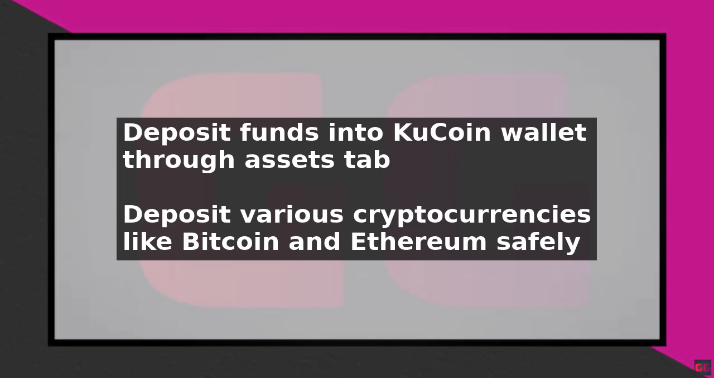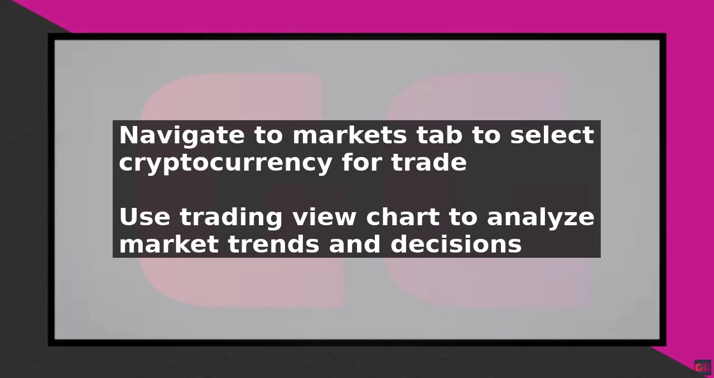When placing an order, you can choose from different types of orders, including limit, market, and stop limit orders. A limit order allows you to set a specific price at which you want to buy or sell, while a market order executes the trade at the current market price. A stop limit order is used to limit your losses by setting a stop loss price.